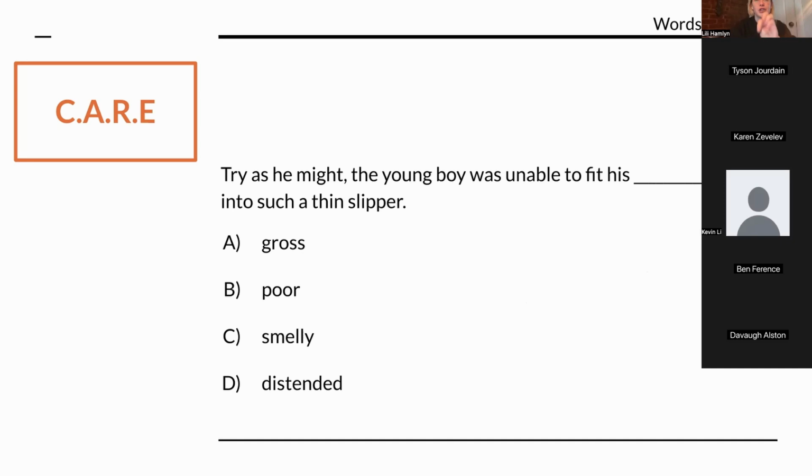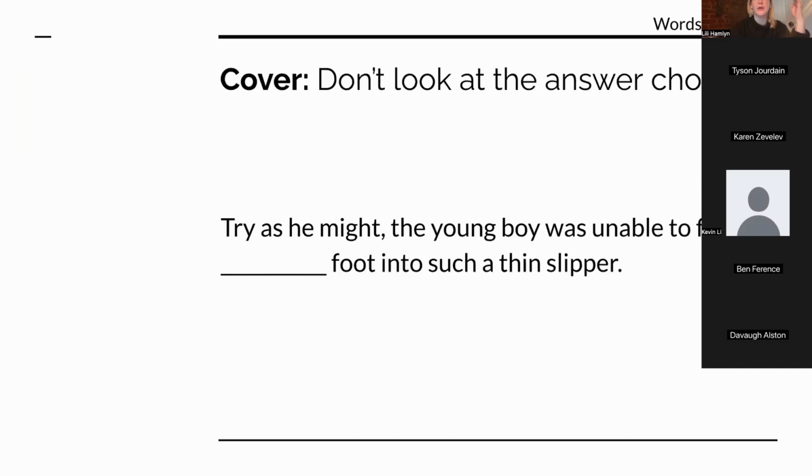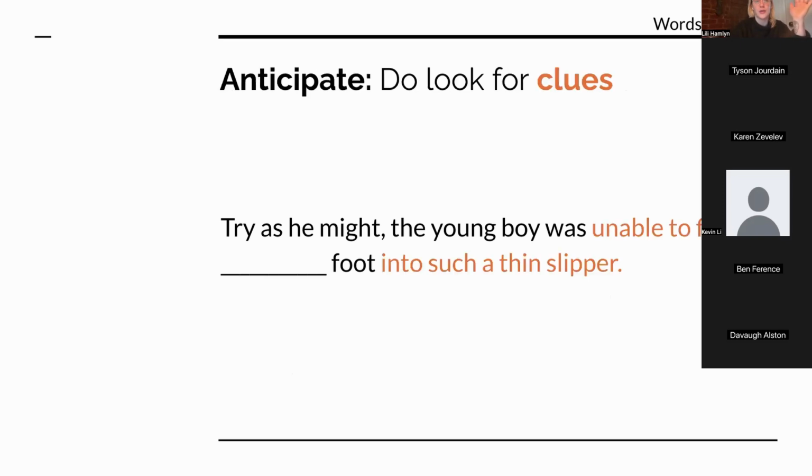So when we get a question like this, the first thing we want to do, step 1 C, is to cover. Even though it maybe seems counterintuitive, we want to not be looking at the answer choices. If you trust yourself to not look at them, that's great. Otherwise, you can use a little pen feature, just put your hand over the screen, whatever works for you, so you can trust yourself to not look at the answer choices. So here it would be, "try as he might, the young boy was able to fit his blank foot into such a thin slipper." We're not looking at the answer choices.